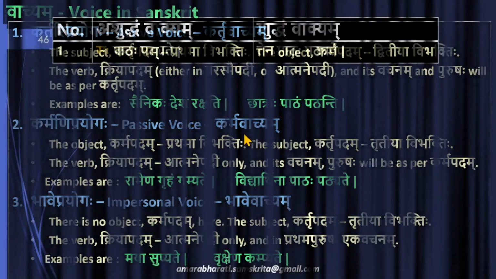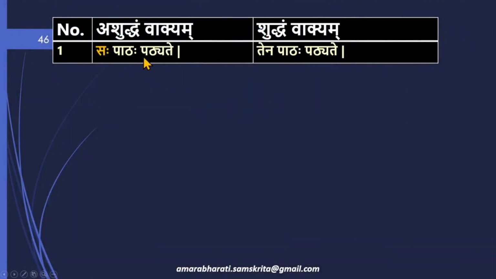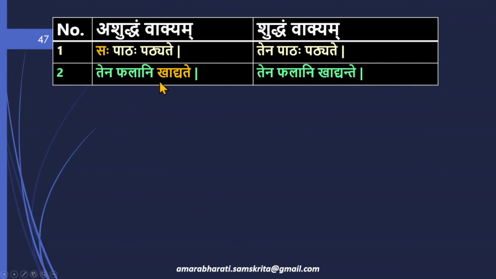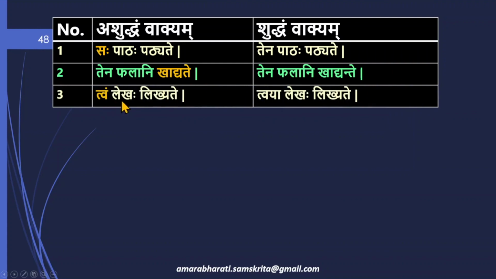We will see some examples. Saha pathaha pathyate is wrong. Saha is wrong. It should be Tena pathaha pathyate. It is karmani prayoga. Next one, Tena phalani khadyate. Khadyate is wrong, khadyante. Phalani is bahuvachana prayoga, bahuvachana pada. So phalani khadyante. Next one, Tvam lekha likhyate. Tvam should not be like this, it should be tvaya.